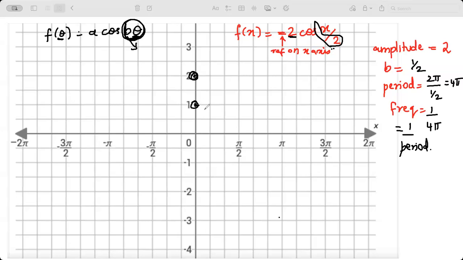Let me show you. Cos pi by 2 is a 0, then pi is a negative 1. Negative 1 means it comes here and then it goes here, and then for the 2 pi it goes like this, right? This is our original graph, right? But now it got stretched.